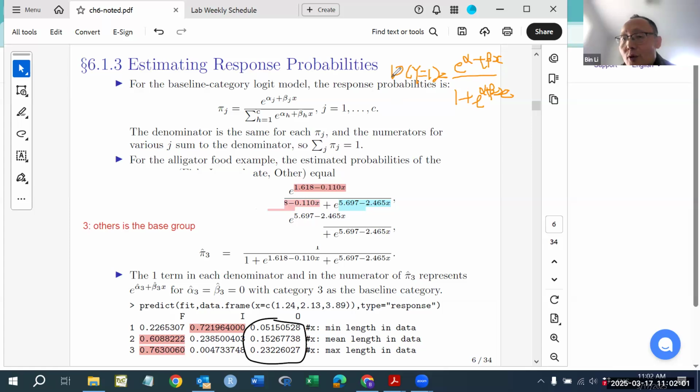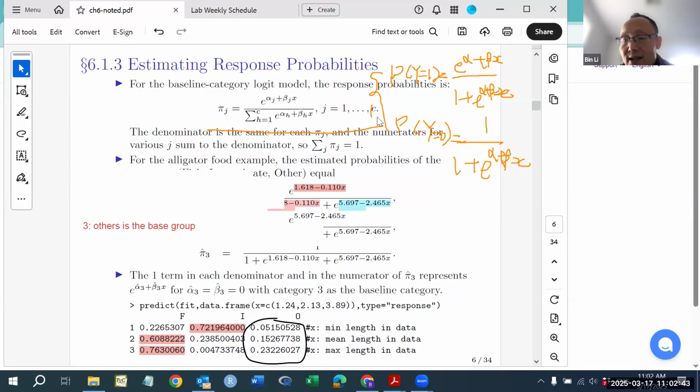That's for estimating y equals to 1. What about the probability of y equals to 0 in the logistic regression? That will be 1 over the same denominator, 1 plus exponential of alpha plus beta x. Is that right? What's the numerator? The numerator is just 1. That's for the logistic regression. And similarly here, for the baseline category logit model, the response probability is equal to this for j equals to 1 through c.